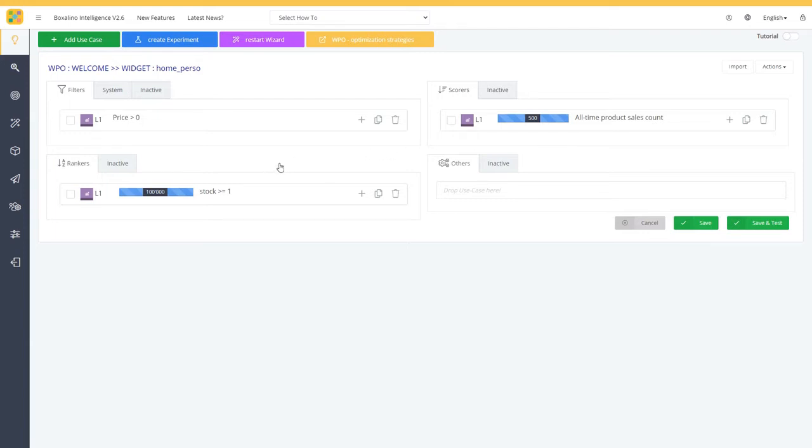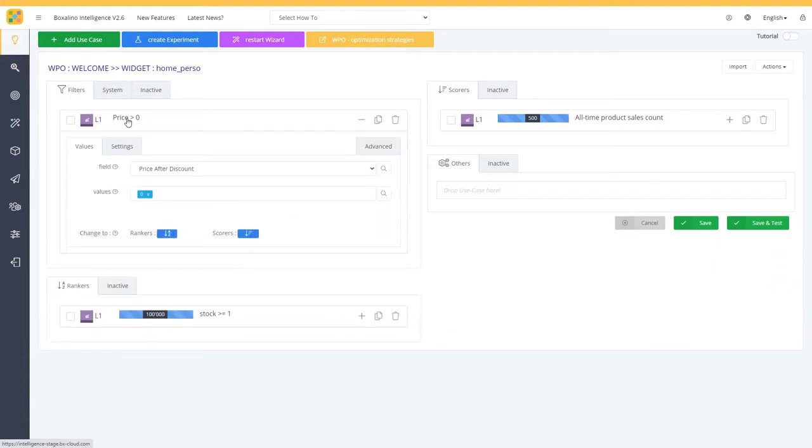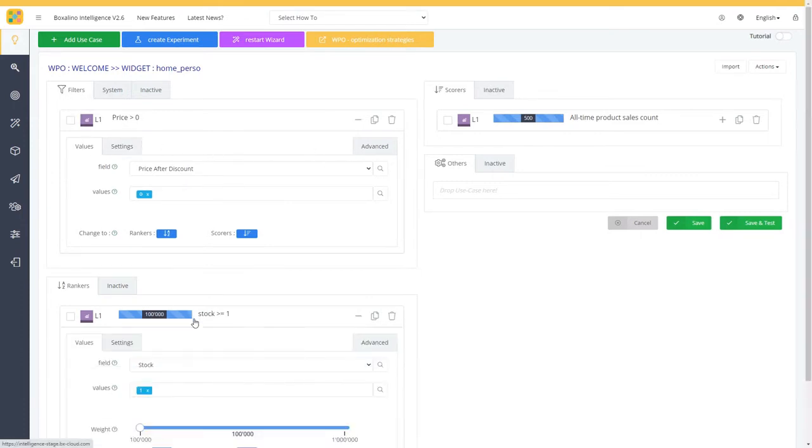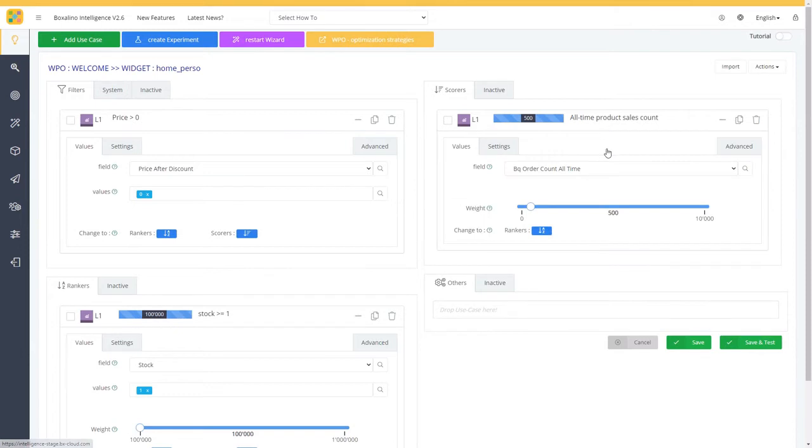So here, what we will see is really more in depth what makes each of these use cases. So when I open a use case, in this case a filter use case, there we can see that we have the values, the settings, and the advanced tab. This is true for all use cases. All use cases will always have these 3 tabs. Doesn't matter if they are a filter, a ranker, or a scorer.